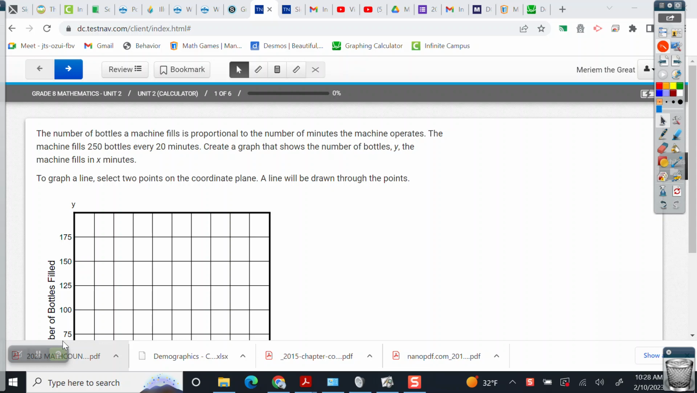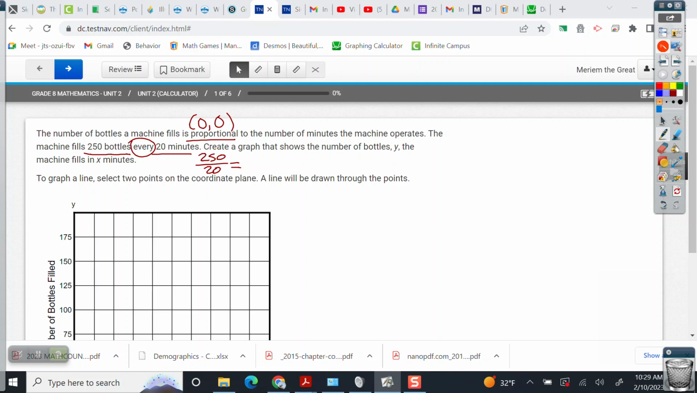Problem 1. The number of bottles a machine fills is proportional. Now, when it says proportional in mathematics and you have a graph, you know right away that we're going to go through the point (0, 0). So that's what proportional means, to the number of minutes the machine operates. The machine fills 250 bottles every 20 minutes. So that means we have 250 divided by 20. Create a graph that shows the number of bottles y the machine fills in x minutes.